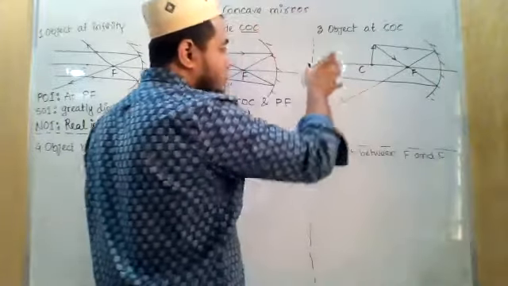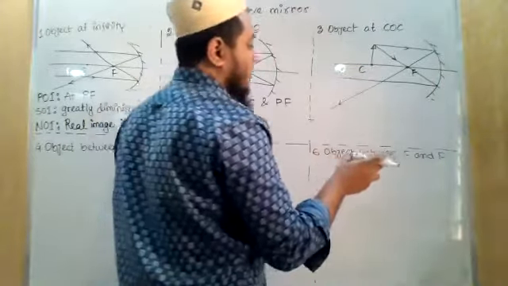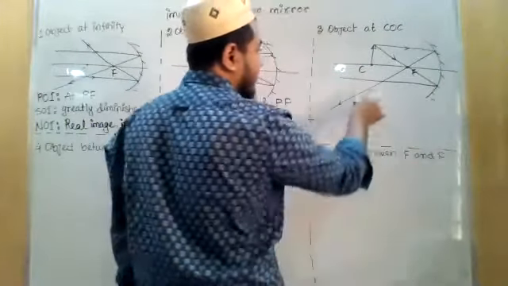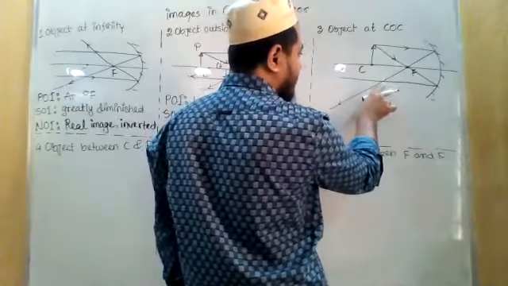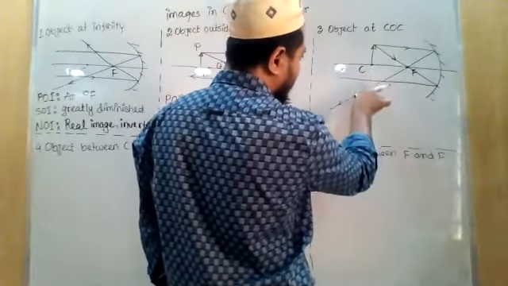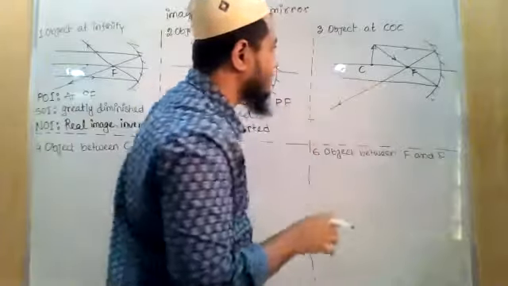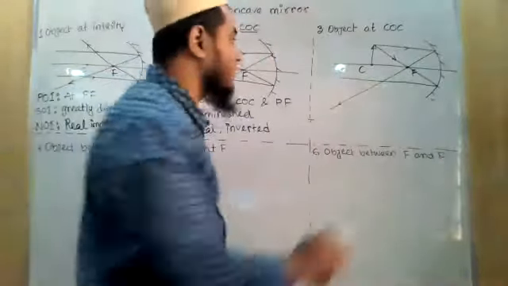Actually, I'm not able to draw the figure according to scale, okay? Or else what should have happened? The rays should have met just below this point. So let me redraw the figure.